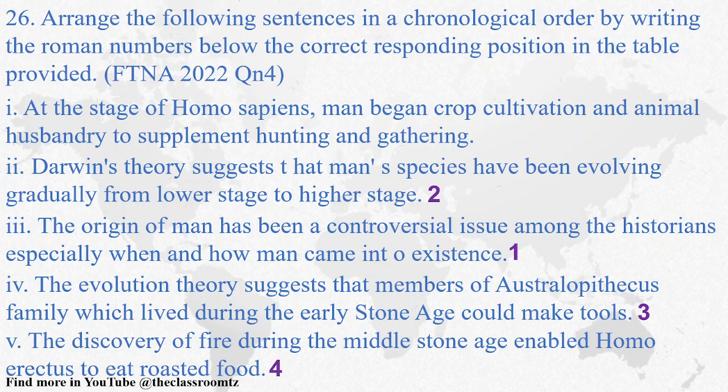And then number 4, the discovery of fire during the Middle Stone Age enabled Homo erectus to eat roasted food. So here we have another proof. Homo erectus discovered fire. And the last one, at the stage of Homo sapiens, man began crop cultivation and animal husbandry to supplement hunting and gathering. And as proof of the activities done by Homo sapiens, it was the Neolithic revolution, crop cultivation and keeping animals, and the activity done by Homo erectus is the discovery of fire and eating cooked food.